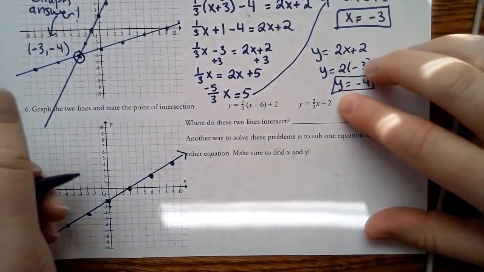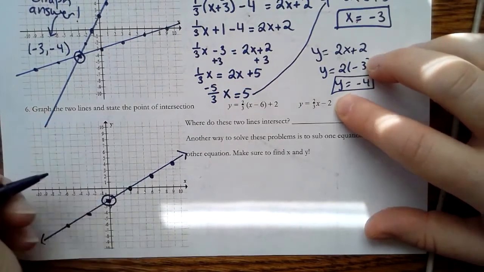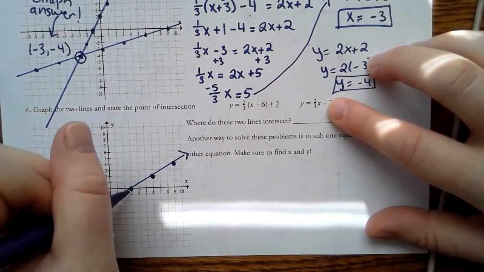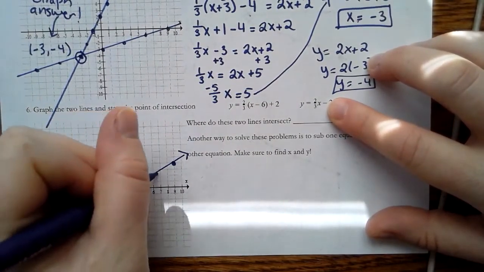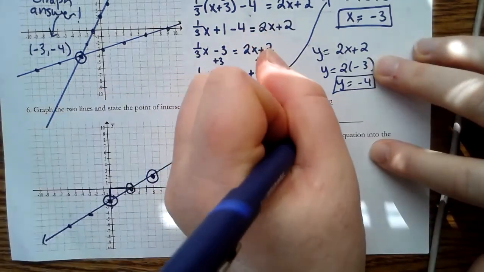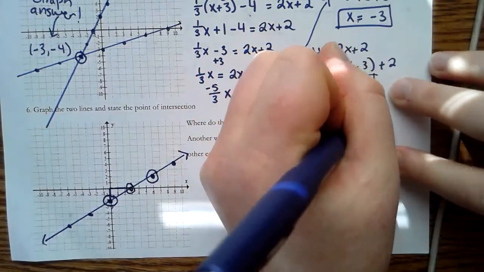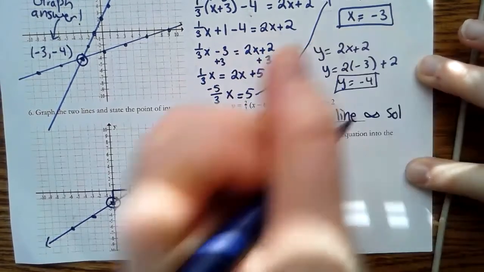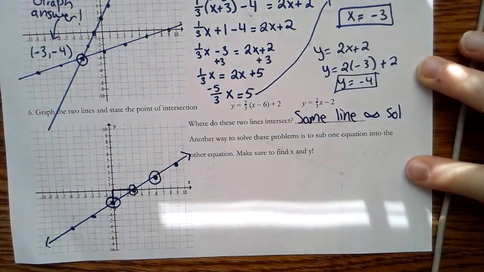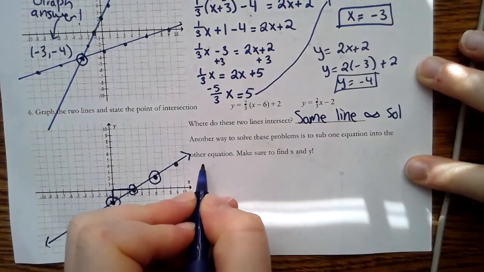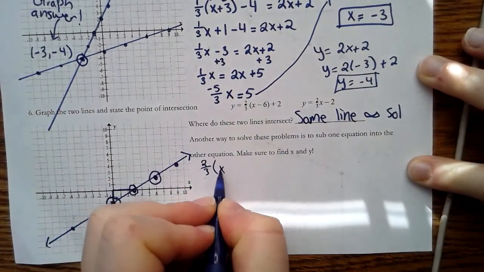So negative 2, and then up 2 over 3. Oh, guys, these have the same slope. So these are the same line. So there's infinite solutions. So they're the same line. So let's do this algebraically to see if our answers match.